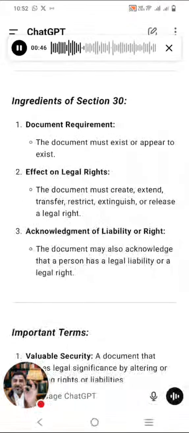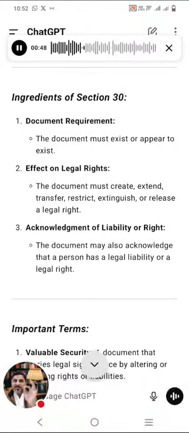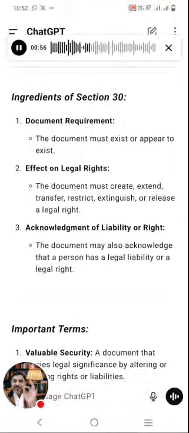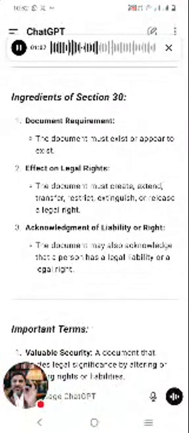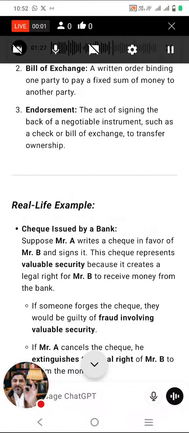Ingredients of Section 30. 1. Document requirement. The document must exist or appear to exist. 2. Effect on legal rights. The document must create, transfer, restrict, extinguish, or release a legal right. 3. Acknowledgement of liability or right. The document may also acknowledge that a person has a legal liability or a legal right. Important terms. Endorsement, by altering or signing the back of a negotiable instrument, such as a check or bill of exchange, to transfer ownership.